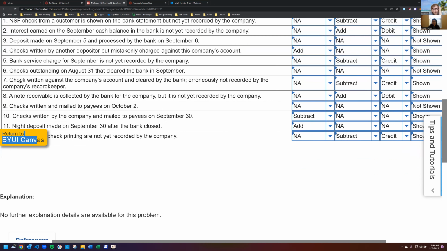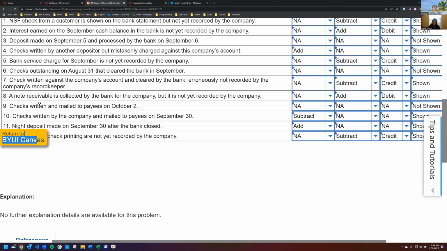Okay, so a note receivable is collected by the bank for the company, but it is not yet recorded. So this is an example of what we did in our bank reconciliation before, where there was a deposit effectively made on the bank side, but not recorded on the book side, on the company side. So not recorded, once again, is an indication that it's a book side adjustment. And since it's a receivable, therefore it's cash coming in, it's going to be an add to your cash, and therefore it's a debit. NR, add, debit, and it is shown.